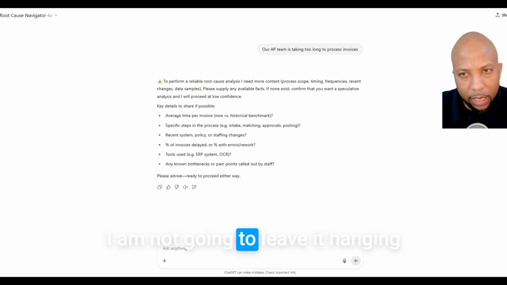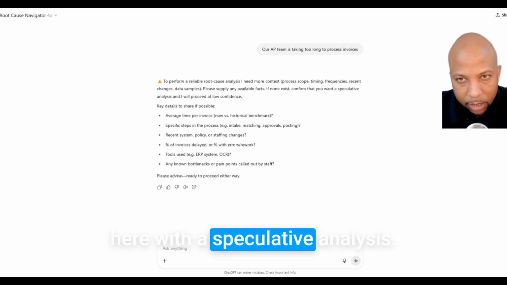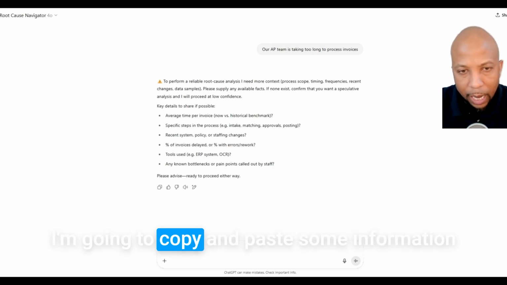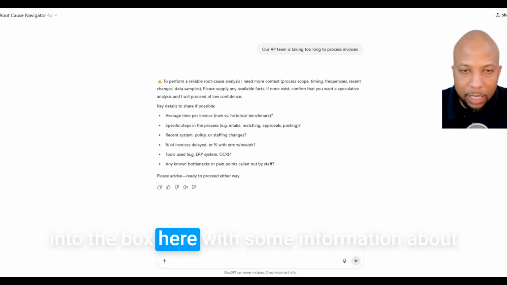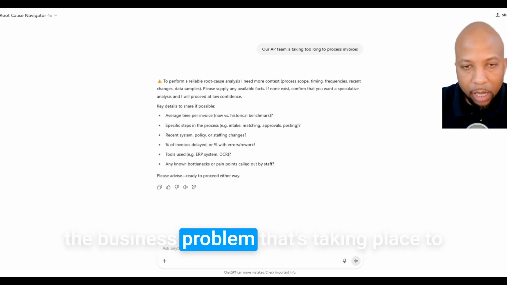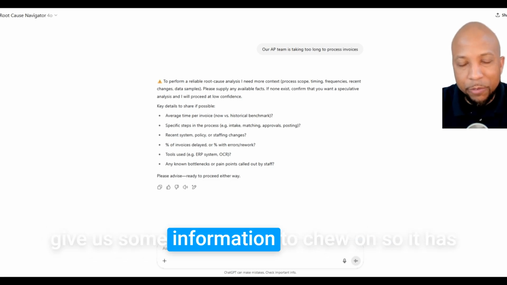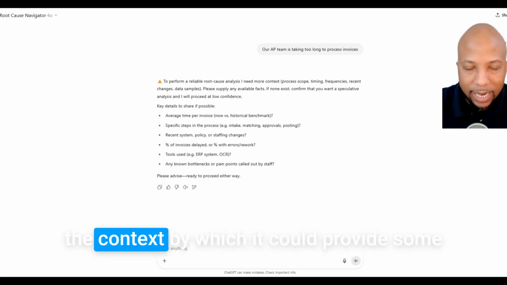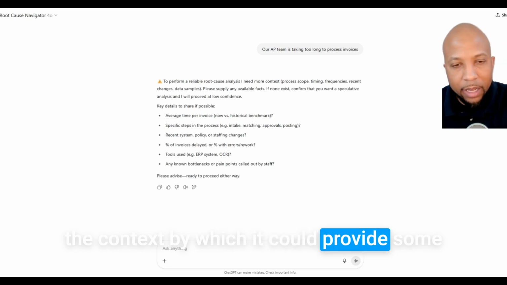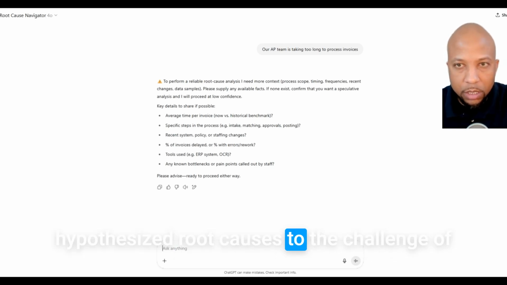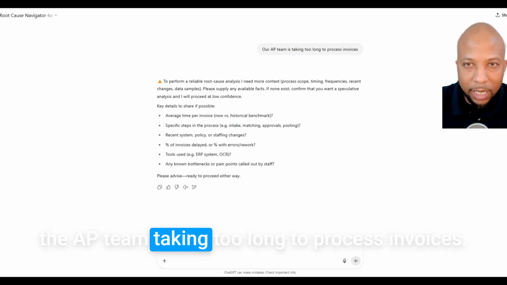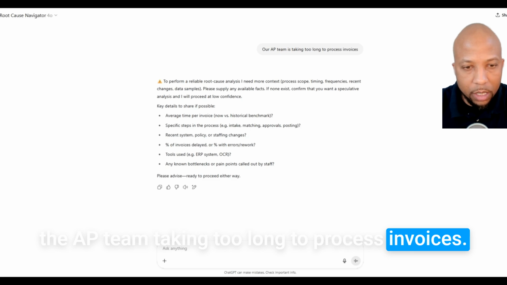I'm not going to leave it hanging here with a speculative analysis. I'm going to copy and paste some information into the box here about the business problem that's taking place, to give it some information to chew on so it has a context by which it could provide some hypothesized root causes to the challenge of the AP team taking too long to process invoices.